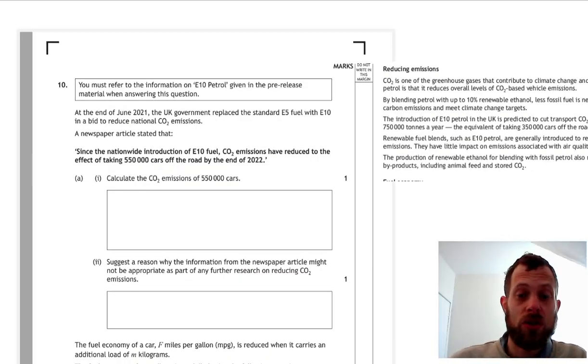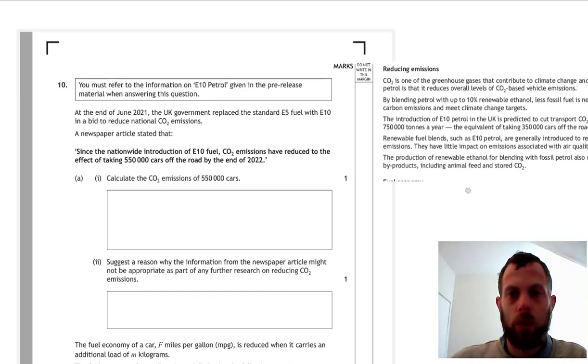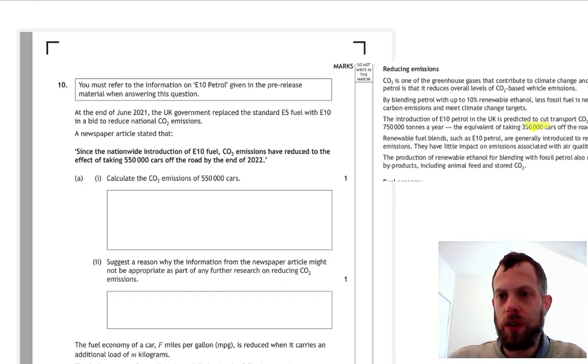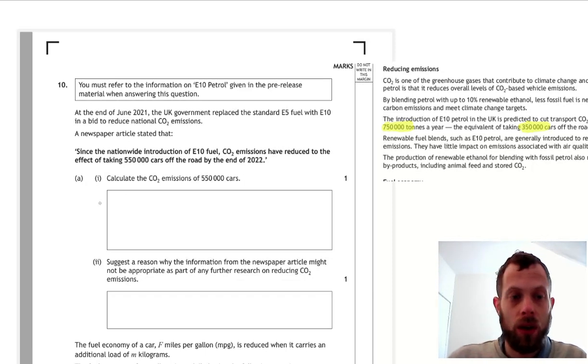This next question is using the information in the data booklet. So part A, part 1 we can do. Looking at the information, we are told that 350,000 cars produce 750,000 tonnes of emissions in a year. And we are asked the emissions for 550,000. So you can make a little proportion table here.